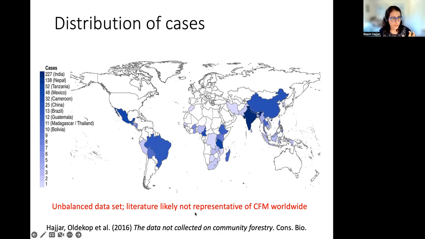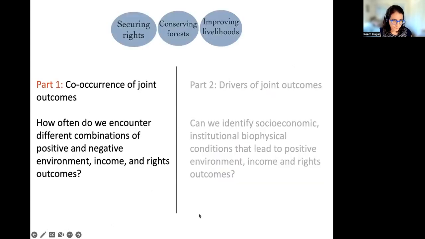So with that knowledge that our case study set is probably biased towards South Asia, I'm going to present some of the results that we found. So first, I'm going to talk about the co-occurrence of joint positive outcomes. So how often do we encounter different combinations of positive and negative environment, income, and rights outcomes? Remember, these are the three major outcomes that we're looking at.